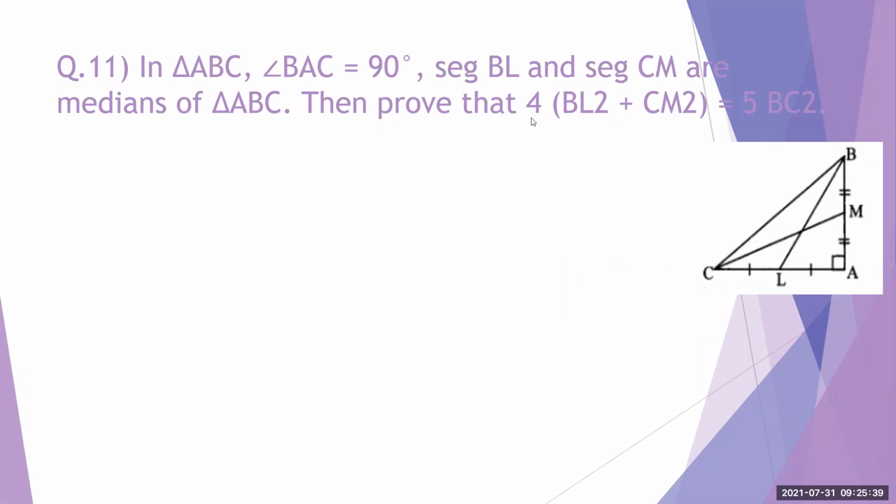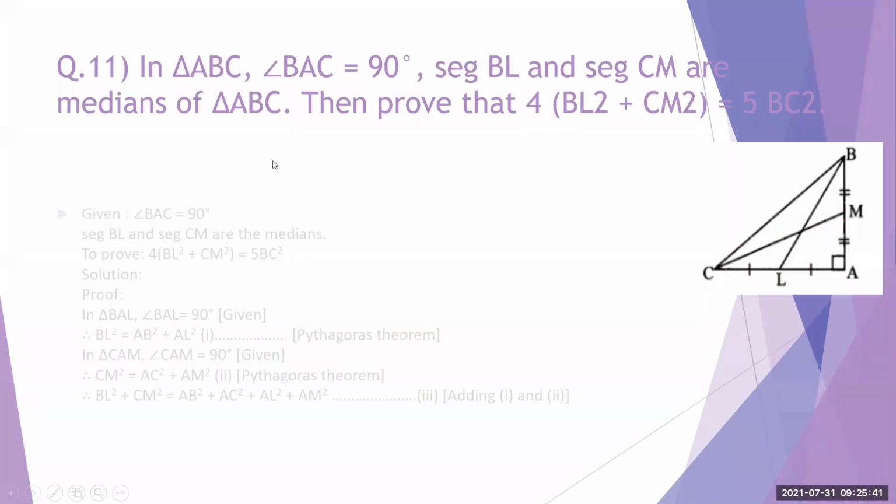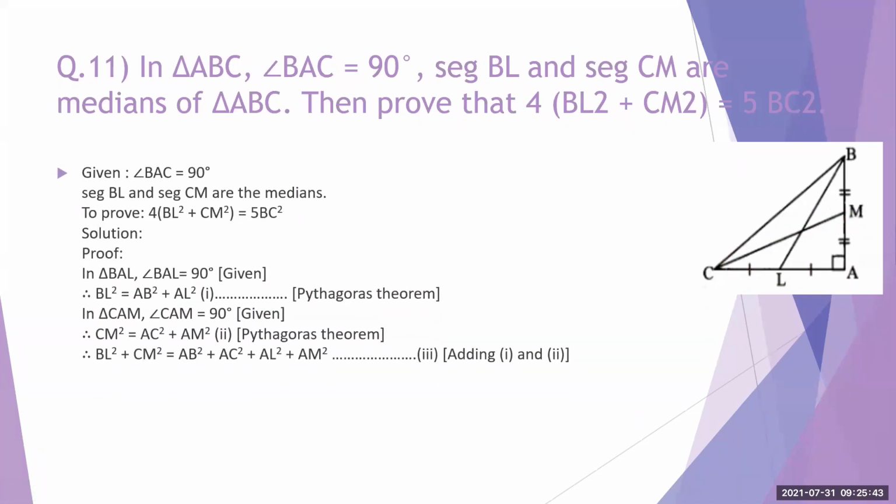Okay, now let's start. So here, what is given? We are given angle A is equal to 90 degrees. Then BL and CM are the medians of this triangle. Whatever given thing is there, that we have written.